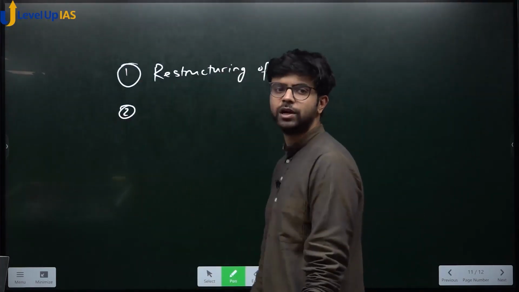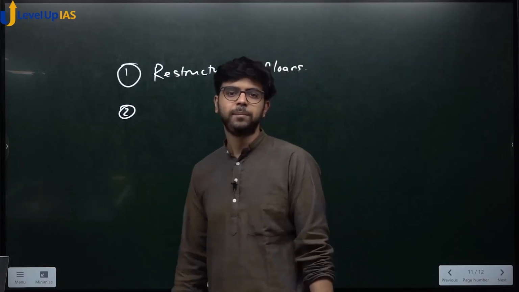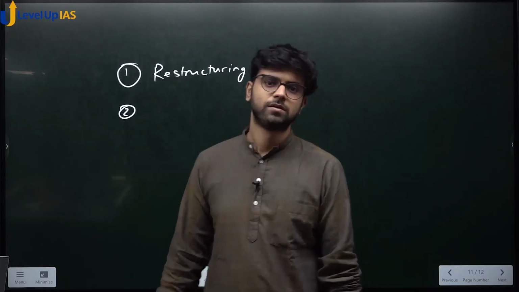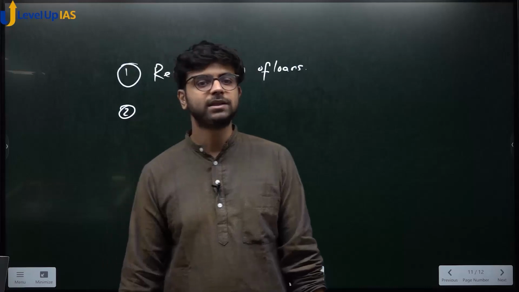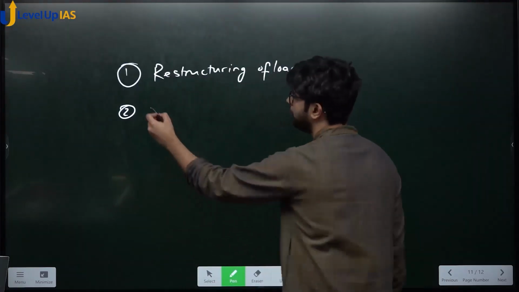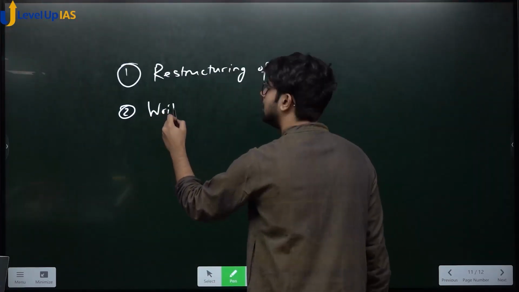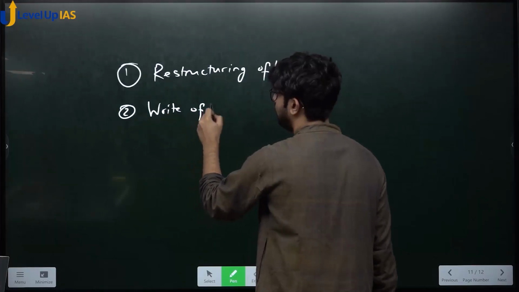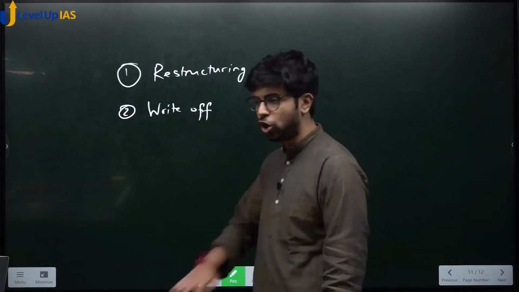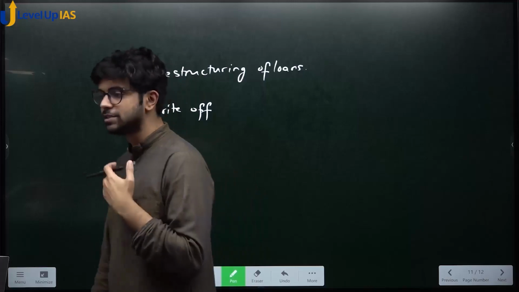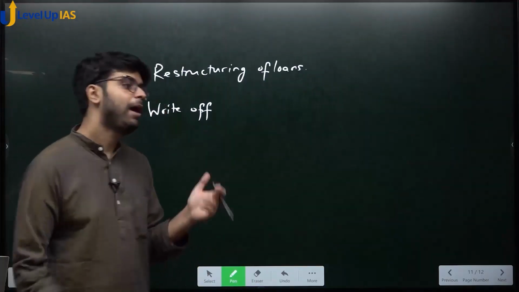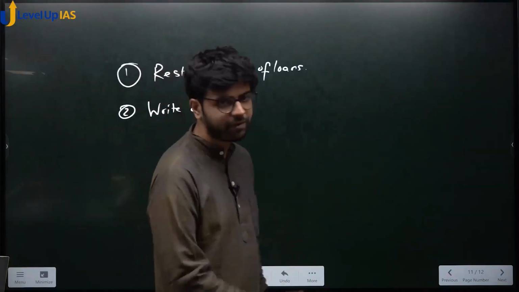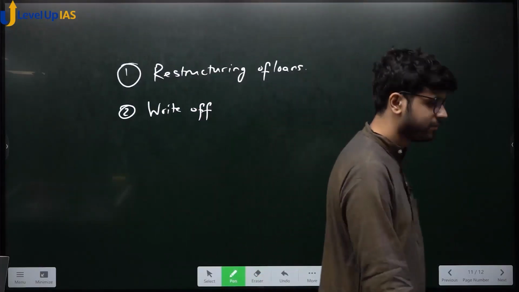What is the next thing you can do to solve NPAs or to reduce NPAs? Can you write off? Write off करेगा तो it will go out of your books of accounts. Now you have taken the entire loss with you. You have said कि this loan is now non-existent. I am bearing the entire loss, so your NPA will reduce. What else?